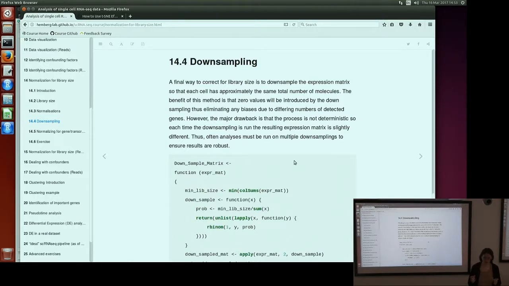The drawback is that it's not deterministic. So if you downsample multiple different times, you'll get slightly different expression matrices at the end, which can be important if you're looking at rather small differences and trying to do very fine analyses on your data.